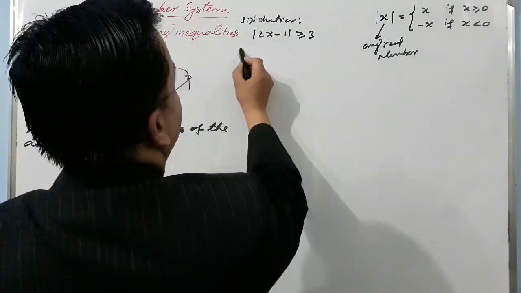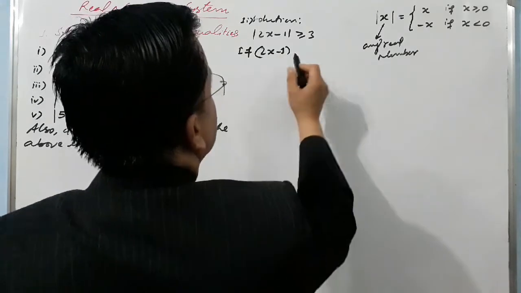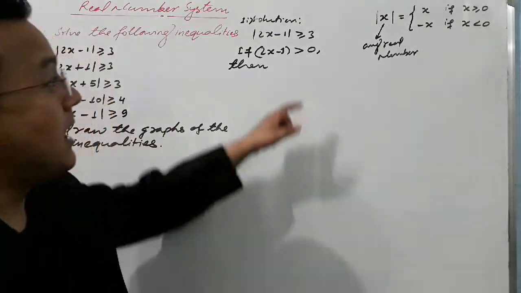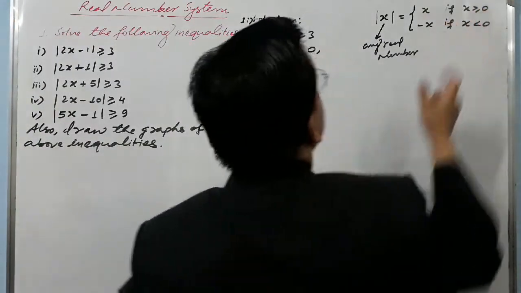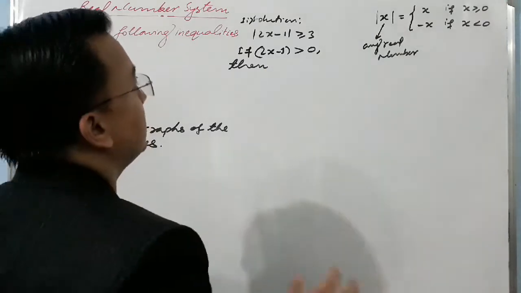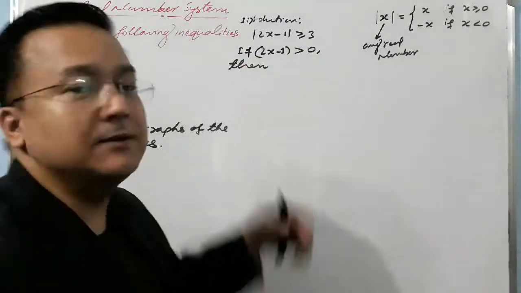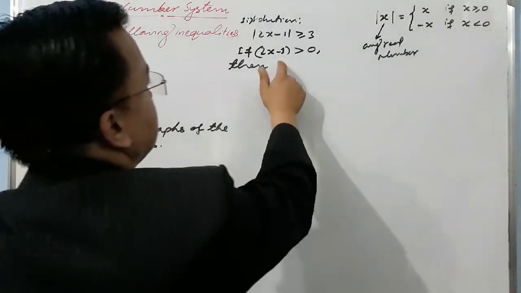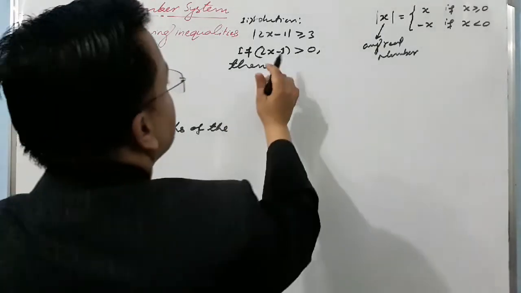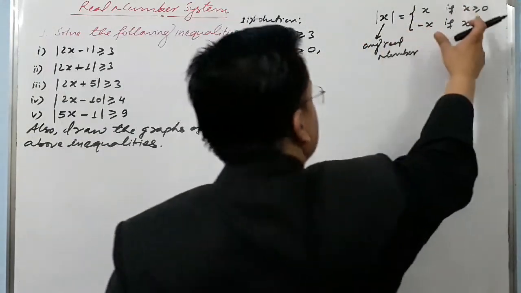First condition I'm using: if 2x minus 1 is greater than or equal to 0. I have not written greater than or equal to 0 here, only greater than 0. Why? Because it is confirmed that this value is greater than or equal to 3, so this can't be 0, it is positive. So one condition I have taken is positive first. If 2x minus 1 is greater than 0, meaning positive, then mod of x is equal to x. If greater than 0, x; if equal to 0, also x.